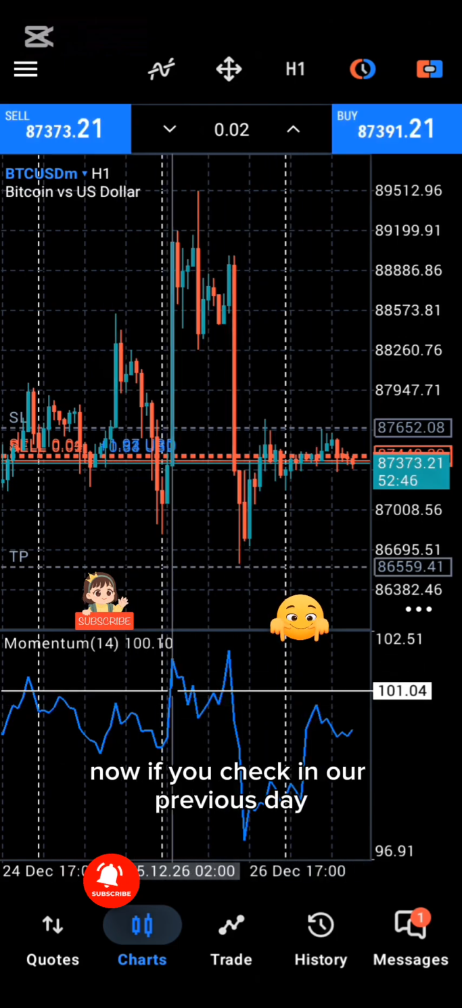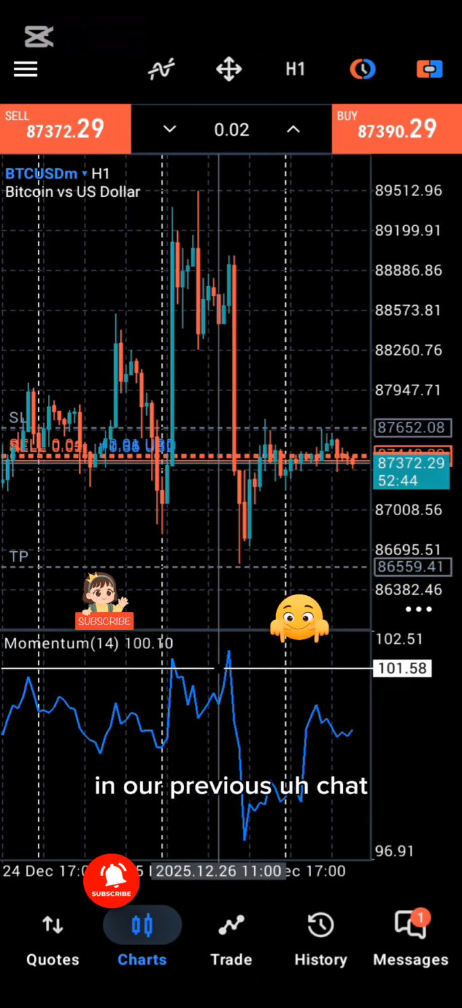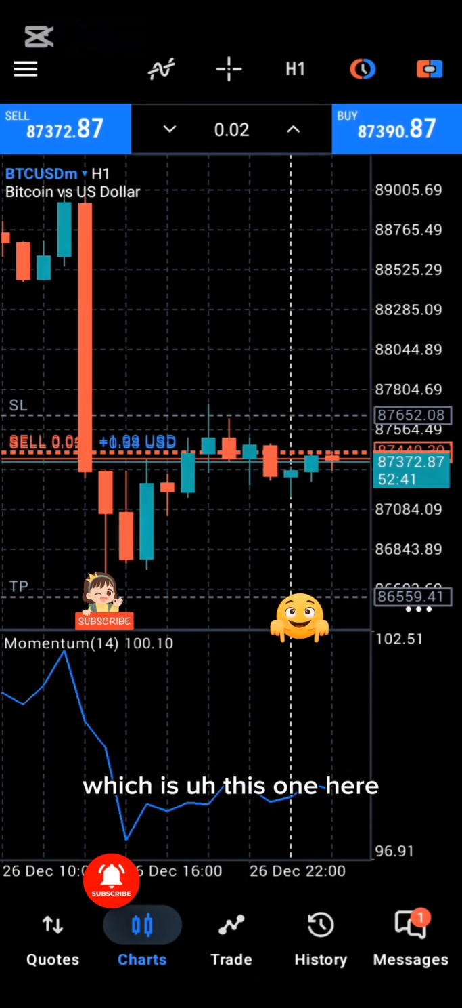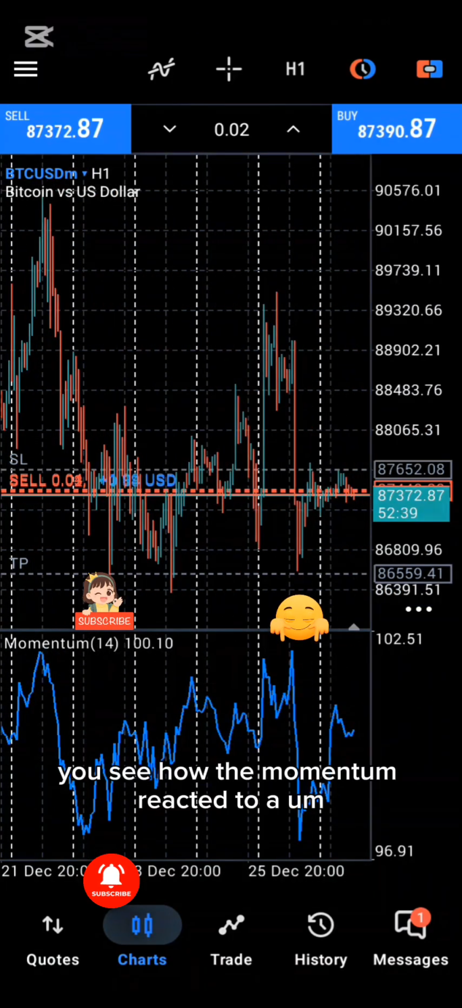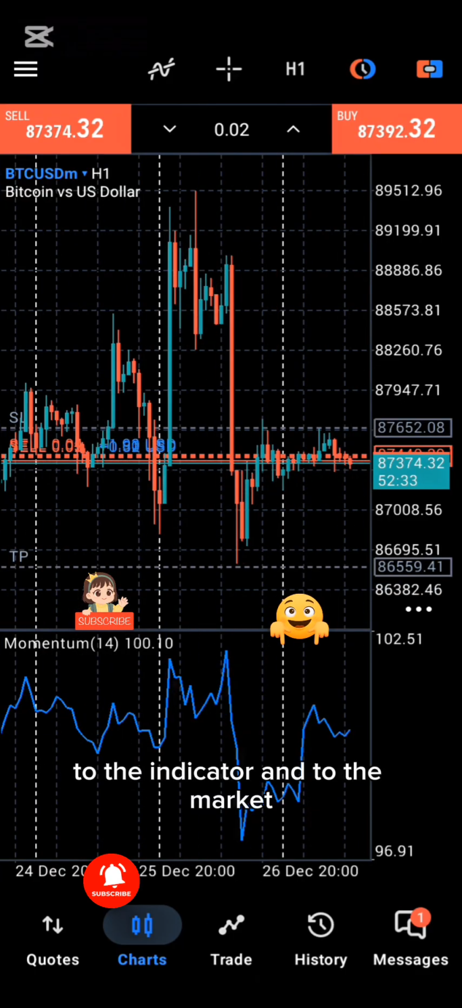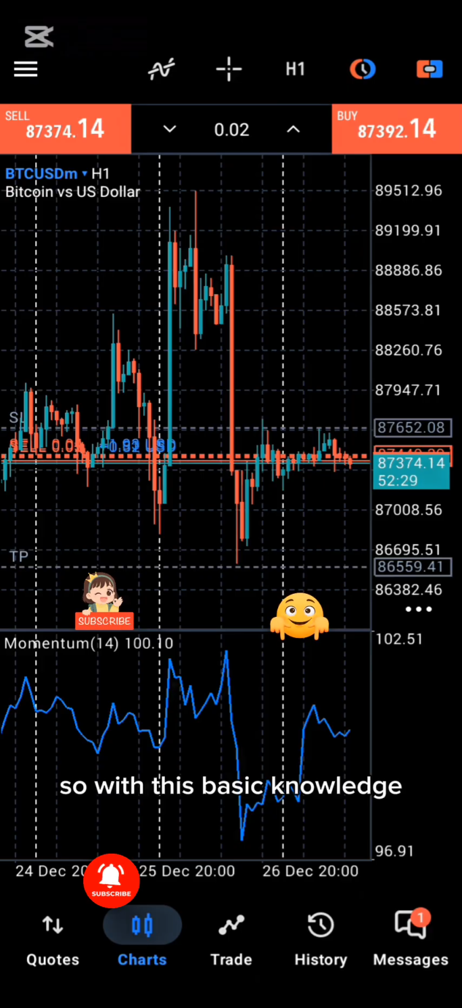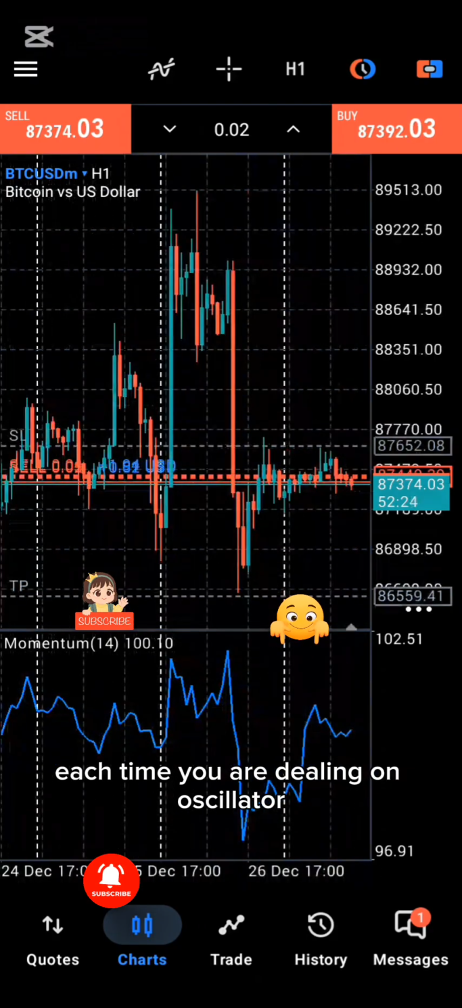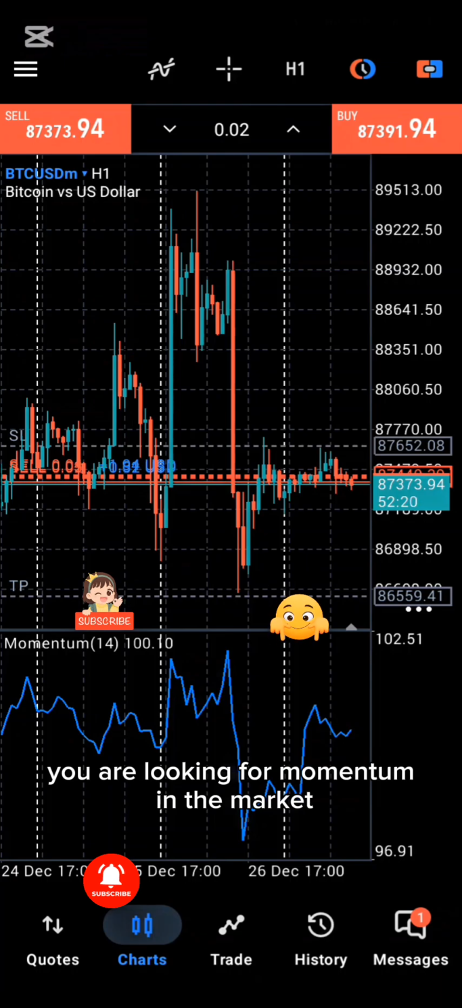Now, if you check our previous chart, which is this one here, you see how the momentum reacted to the indicator and to the market. So with this basic knowledge, you need to understand that each time you are dealing with an oscillator, you are looking for momentum in the market.